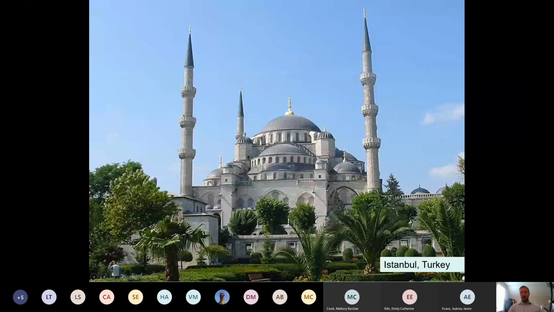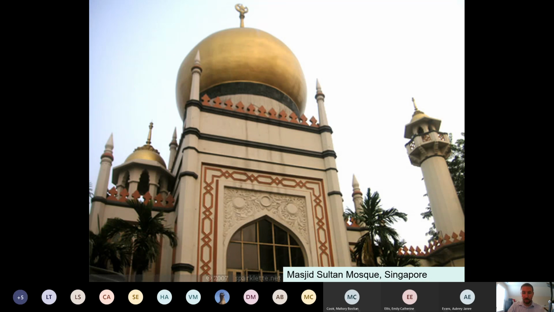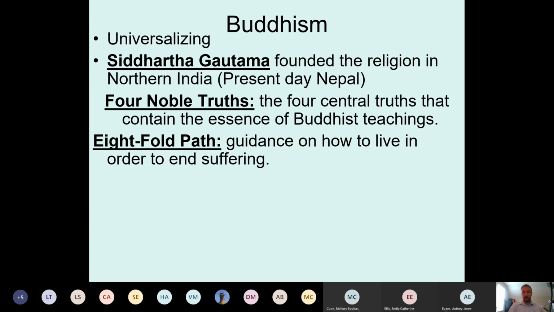As you look at how humans interact with the landscape, you see some beautiful mosques, which are the place of worship that represent Islam. Here's another one in Singapore. And then we're going to get into Buddhism.